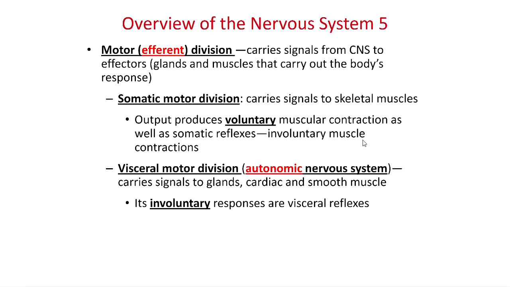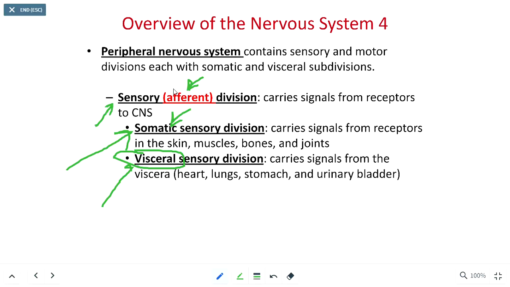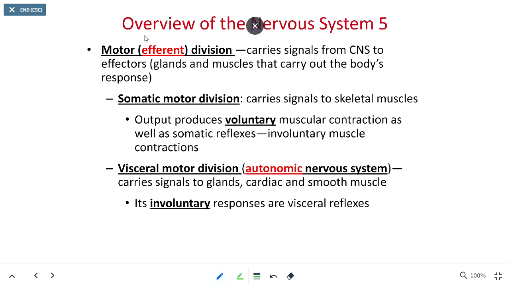As we're looking at the motor division, our motor division oftentimes is referred to as the efferent division. I want you to think of it this way: the sensory division, or afferent division, accesses the central nervous system. The efferent division exits the central nervous system. The signal is leaving the CNS, and it's going to go to the rest of the body. Within that efferent division, the somatic motor division is the voluntary, and I can't emphasize enough, this is going to be voluntary.